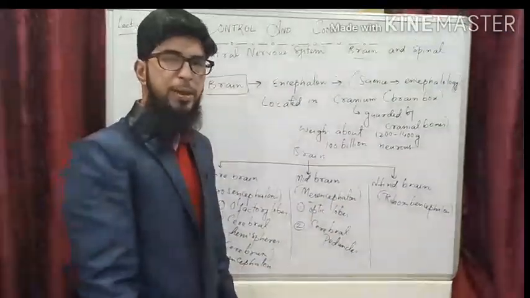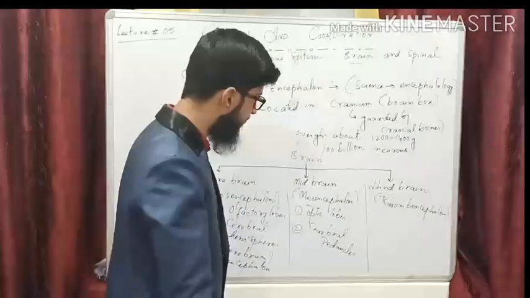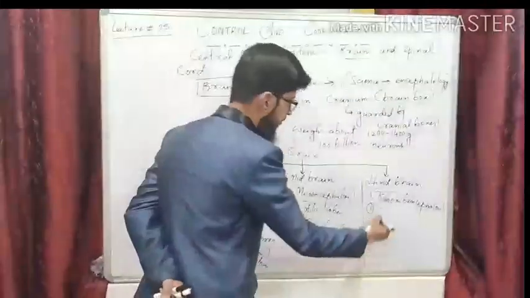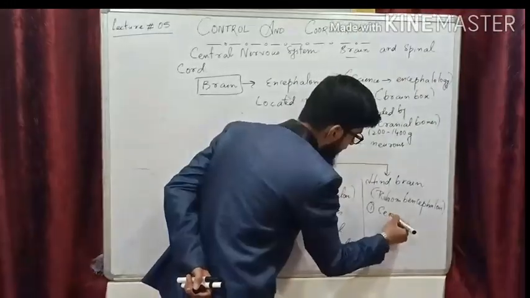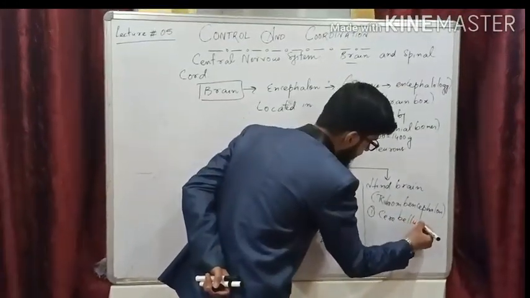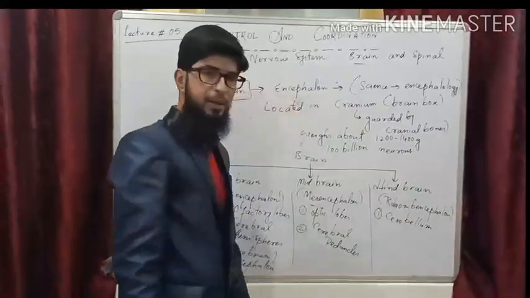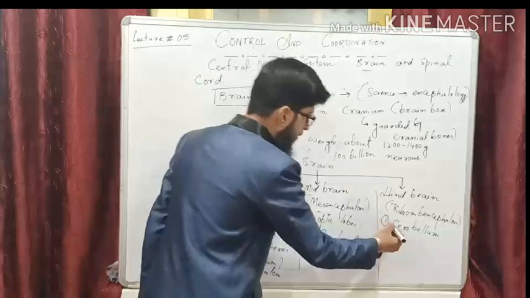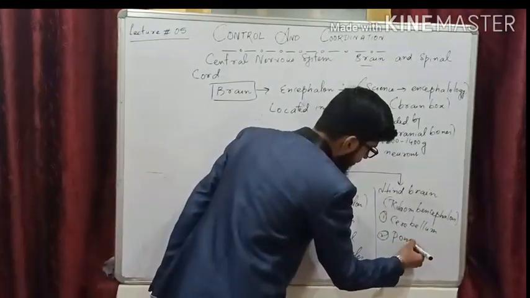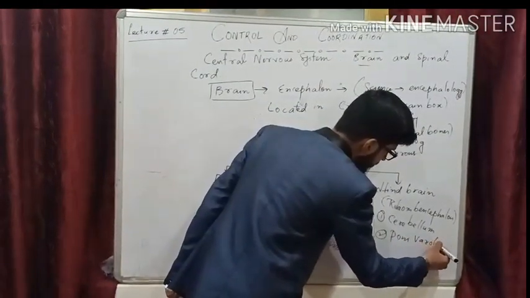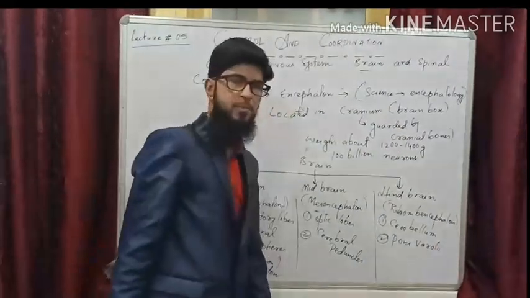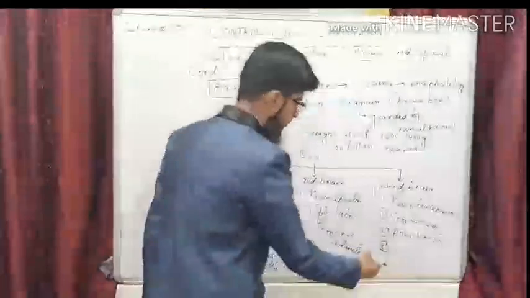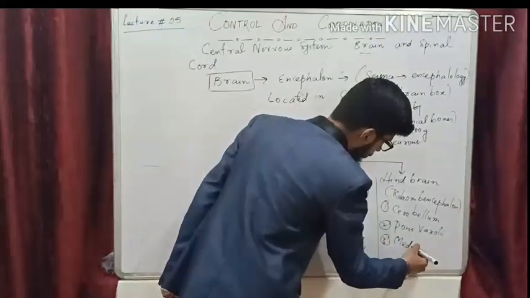When we talk about the hindbrain, rhombencephalon, it includes, number one, the cerebellum. Number two is the pons varolii. And the third one is the medulla oblongata.